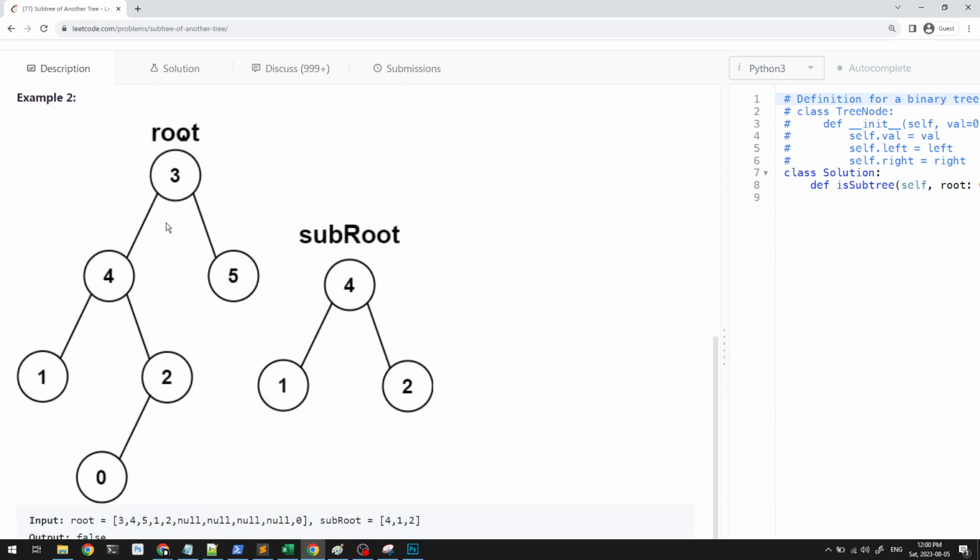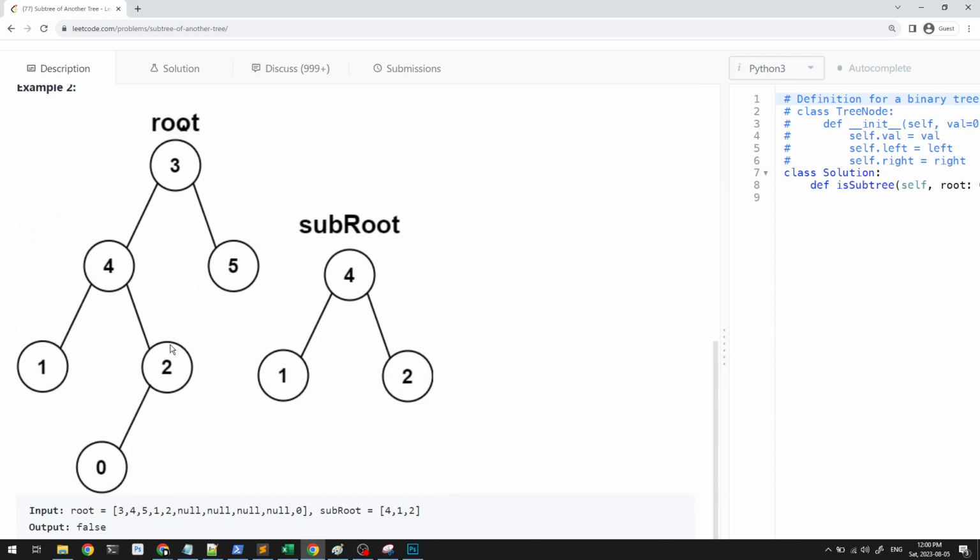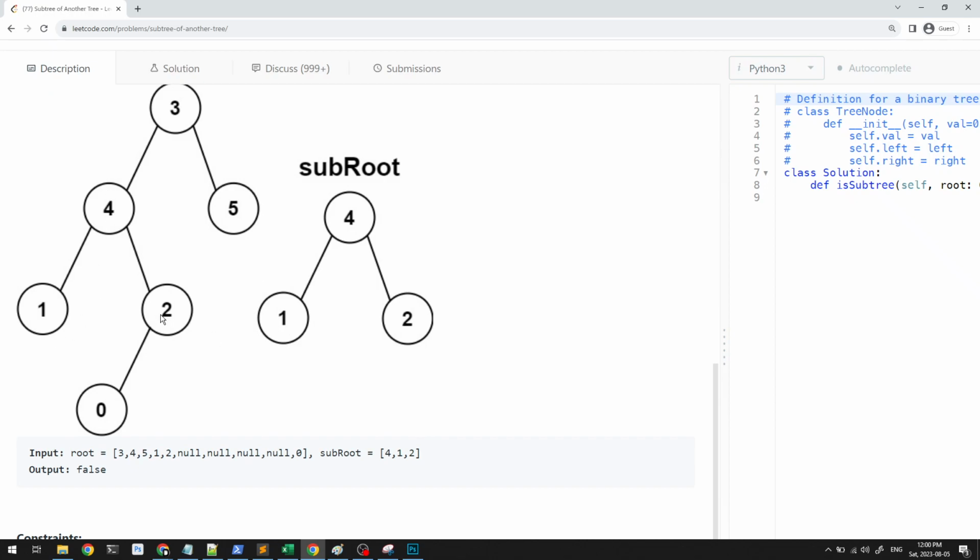What about in this case? Well, in this case, we have a 4, 1, and 2 here, and similarly, we have a 4, 1, and 2 here. But notice how here, 2 is connected to a 0. So in that case, the subtree does not match exactly. The children on this side are different than the children on this side.